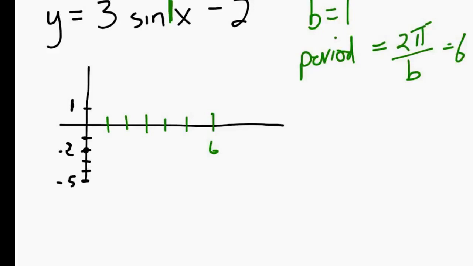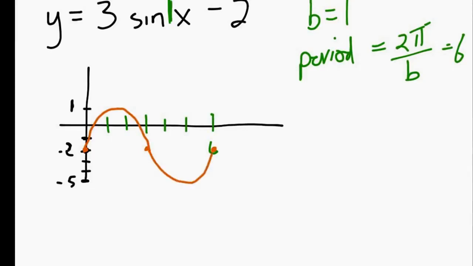So let's sketch this one in. If we start at the -2, right at our midline, we know that in 6 we're going to make one cycle, so halfway at 3 would be back to the same spot, and then back at 6 would be back to the same spot again. And we know it's got to go up to 1 and down to -5 based on the amplitude, and that would be it. There's our one complete revolution for this graph.